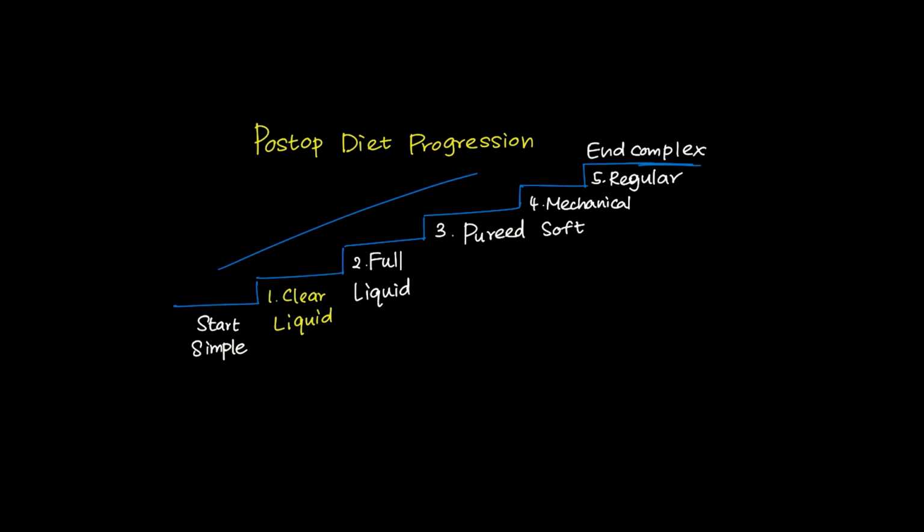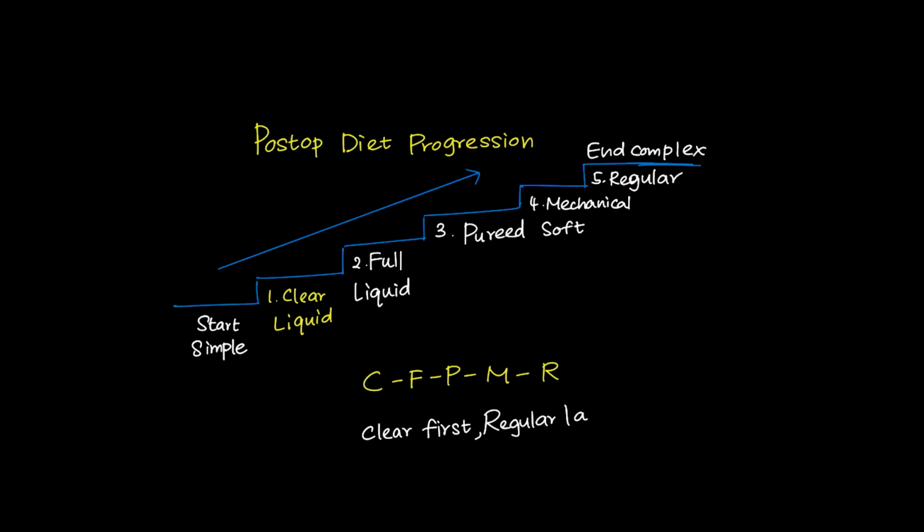Any option that starts at regular and moves backward or skips clear liquid breaks the progression logic. The correct sequence moves from simplest fluid to most complex solid. Here's a D440 OA exam tip for you. When the question asks about post-op diet order, always start at clear liquid. Quick recall hook, CFPMR. Clear, full, pureed, mechanical, regular.